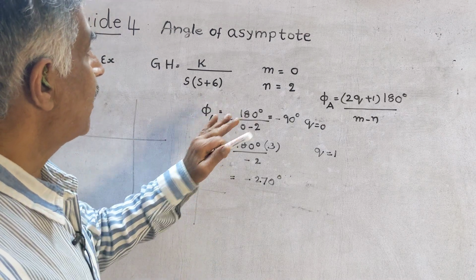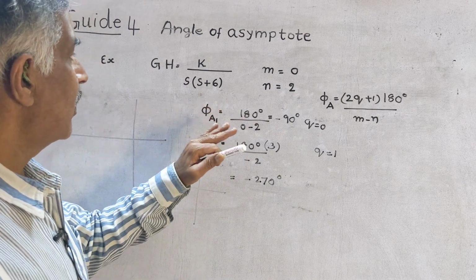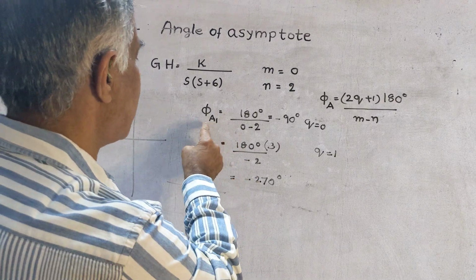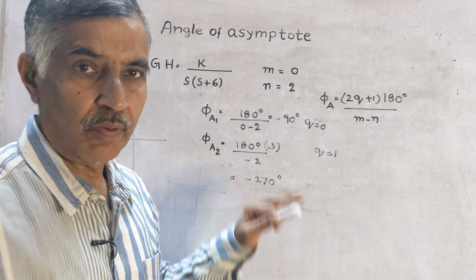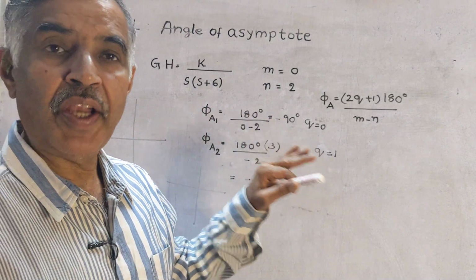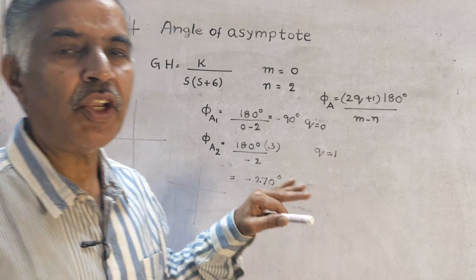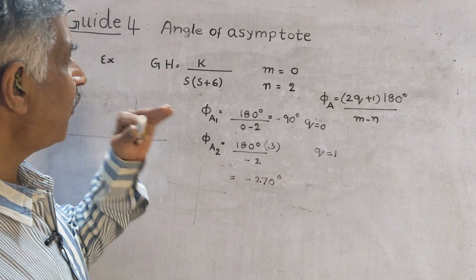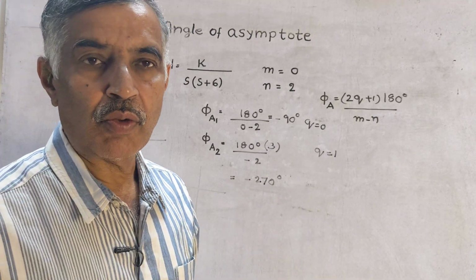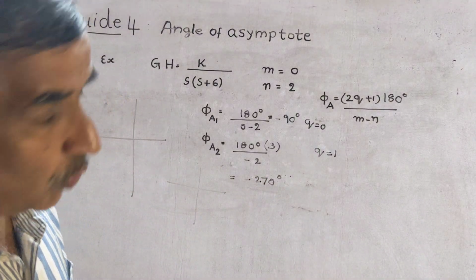Now, in the next class, I will show you how to mark these angles phi a1, phi a2. Phi a1, phi a2 angles are marked at a point called the centroid. The centroid is to be marked, and after marking the centroid, we have to measure these angles, which are known as angles of asymptotes. Thank you.